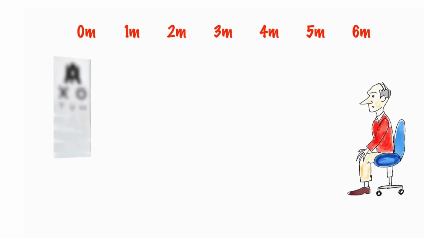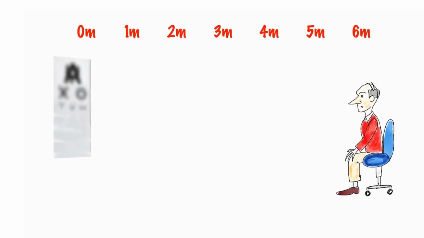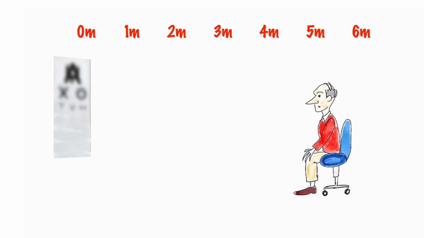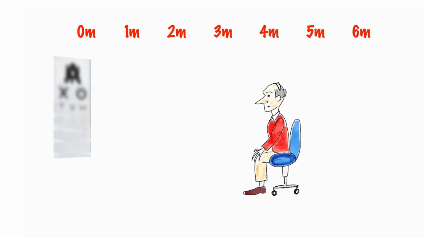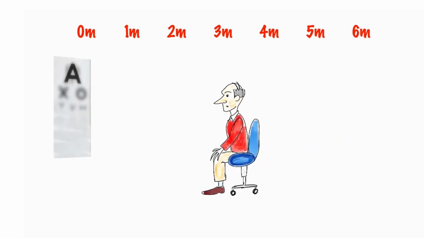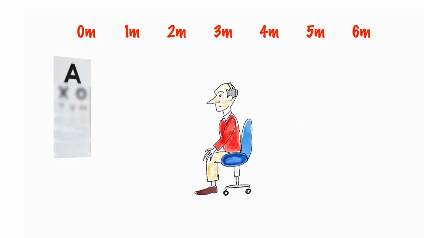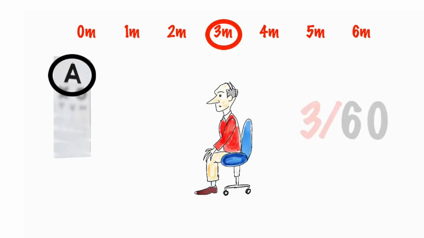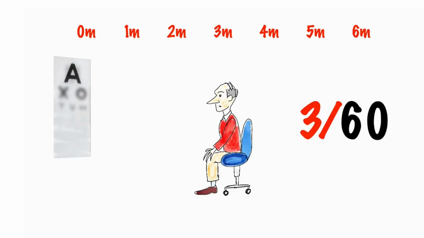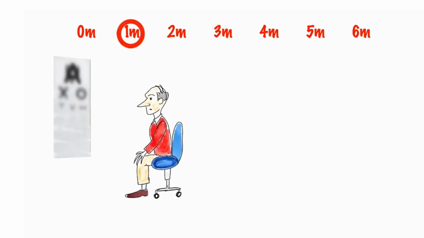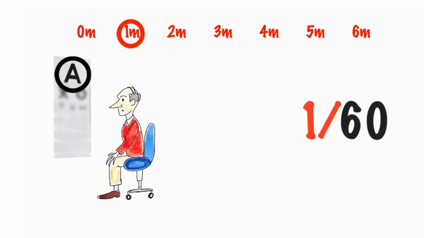But what if they can't even see the top line? Well, move the patient progressively closer to the chart until they can see the top line. How would we express the VAs now? Well, it's done on the same principle, the distance from the chart over the lowest line read. So if the patient at 3 metres can only read the top line of a 6 metre chart, it will be expressed as 3/60. If they need to be at 1 metre to read the top line, it will be 1/60.